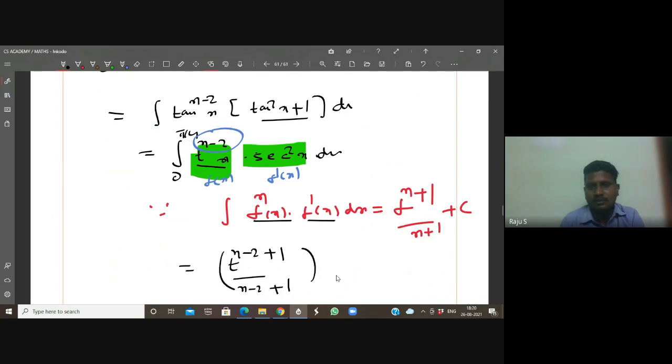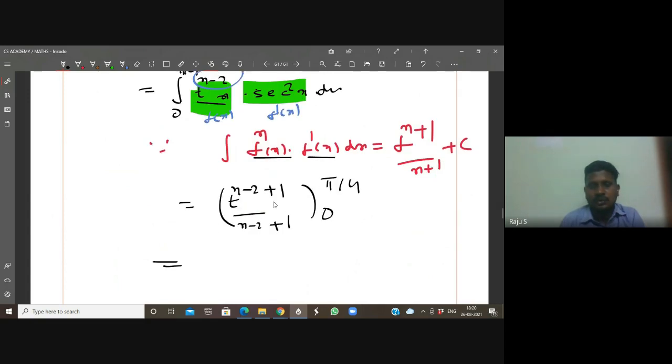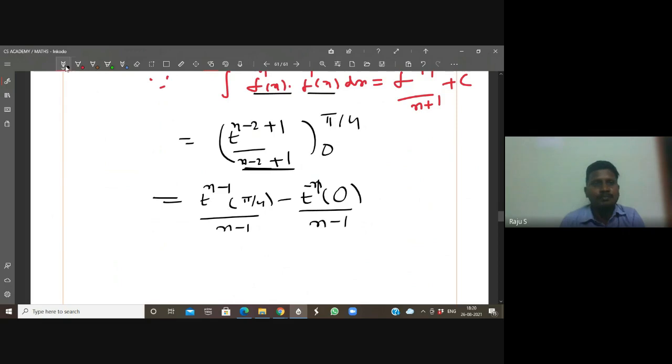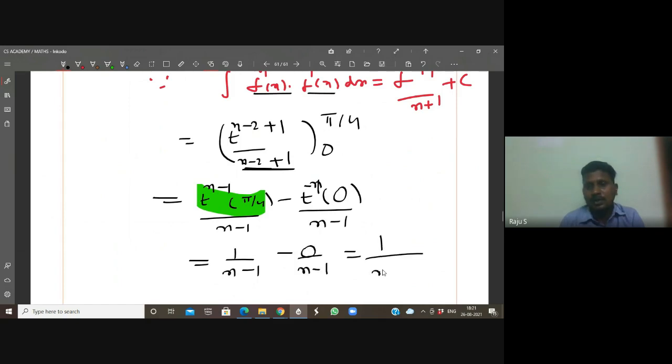From where to where are the limits, sir? 0 to pi by 4. It's simple. Substitute in place of x: tan power n minus 1 of pi by 4 minus tan power n minus 1 of 0, by n minus 1. N minus 2 plus 1 is n minus 1. What is tan pi by 4? 1. 1 to the power of n minus 1 is 1, by n minus 1, minus tan 0 which is 0 by n minus 1. Nothing but the answer is 1 by n minus 1. Simple.